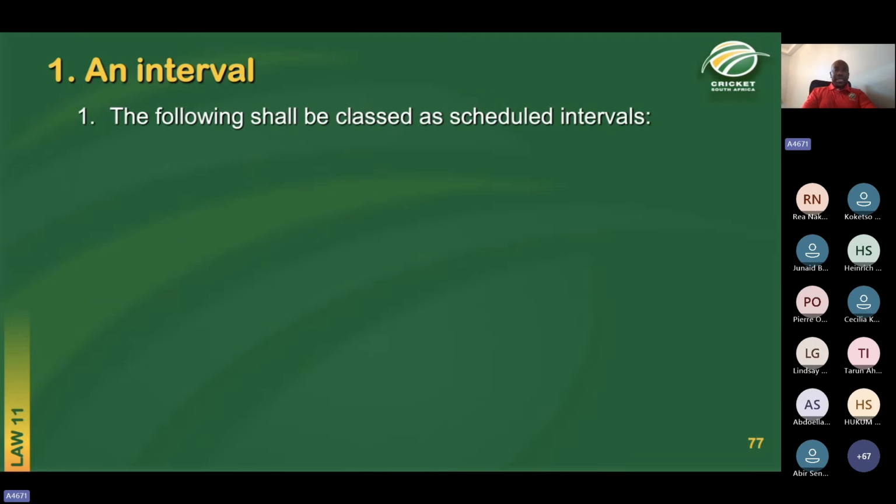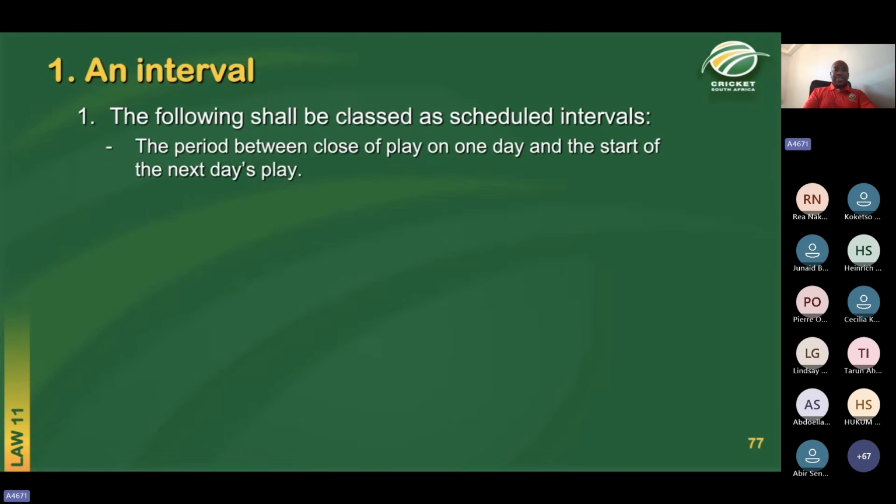Firstly, let's define what an interval is. Law tells us that the following shall be classified as scheduled intervals. And remember that Abdullah has mentioned that the law is based on multiple day matches, similar to a 5-day Test match. So the first interval we're going to learn about is the period between close of play on one day and the start of play on the next day's play. So that is considered an interval.